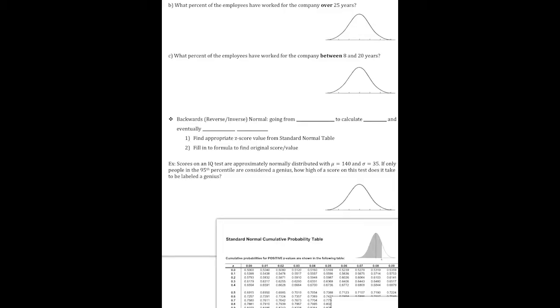So we have z equals our value, 8, minus mean, 13.5, divided by our standard deviation of 6.2. That will give us a z-score of negative 0.89. Then you do the same thing with the other value. Z equals value 20 minus mean divided by standard deviation to give you a z-score of 1.05.